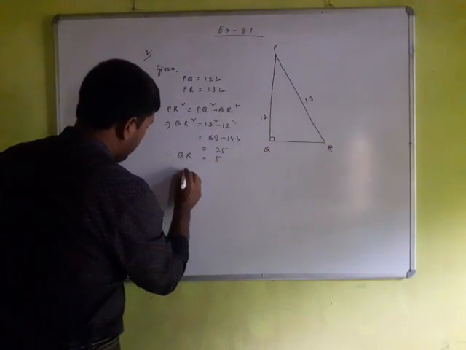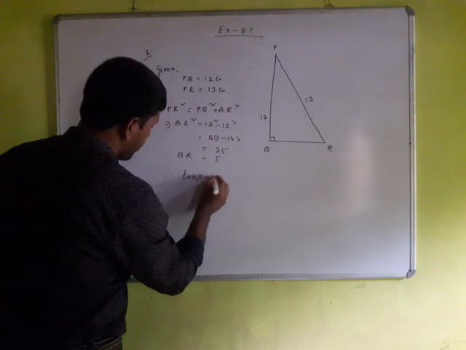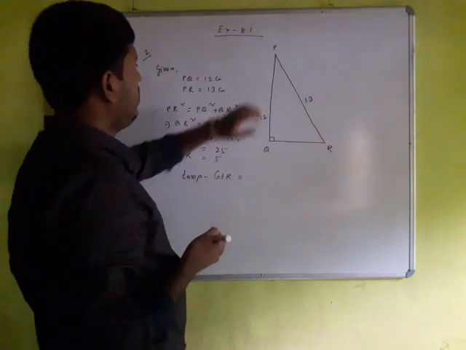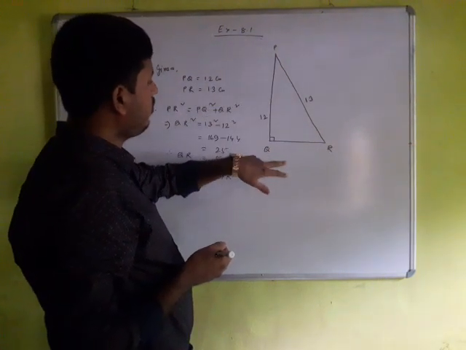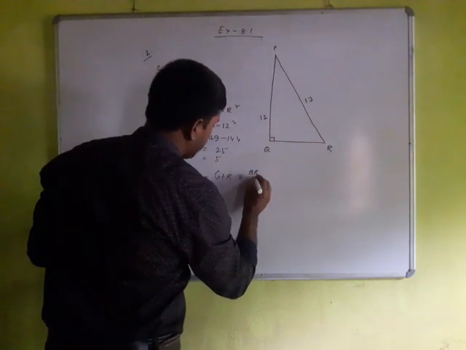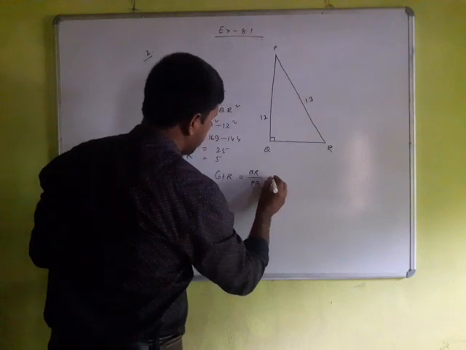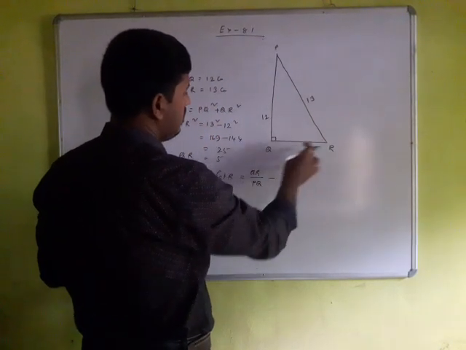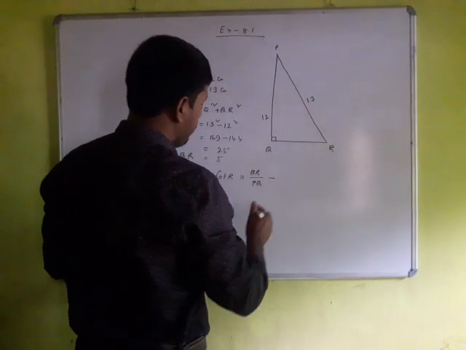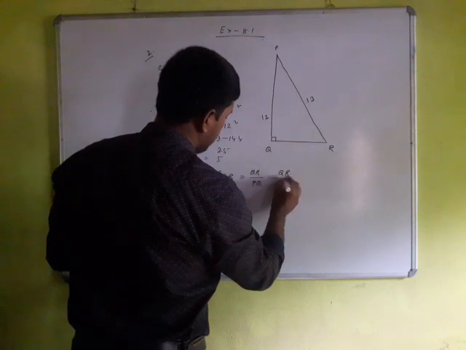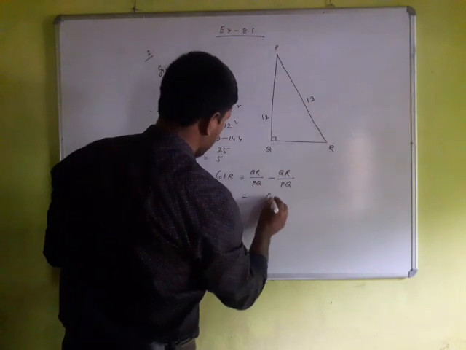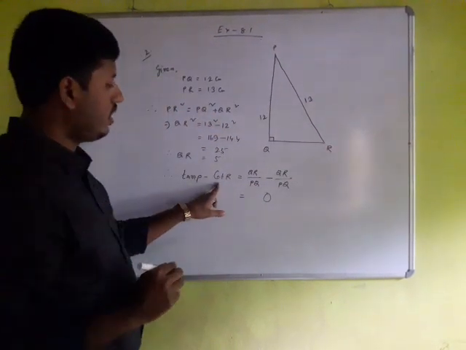Therefore tan P minus cot R equal to, tan P with respect to P, perpendicular by base, means QR by PQ, minus cot R, with respect to R, cot R equal to base by perpendicular, that is PQ by QR. So QR by PQ minus QR by PQ is equal to 0. Therefore tan P minus cot R equal to 0.